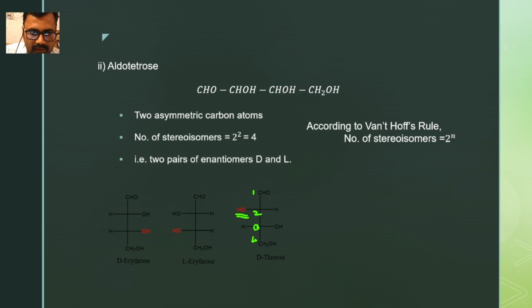Again in this structure, from the bottom, the second carbon atom has the OH group on the right hand side, therefore it is the D isomer, and therefore the name of this compound is D-threose.